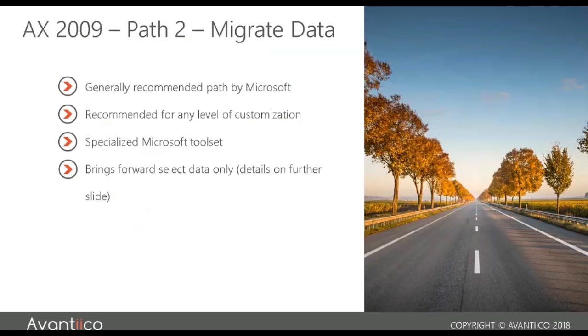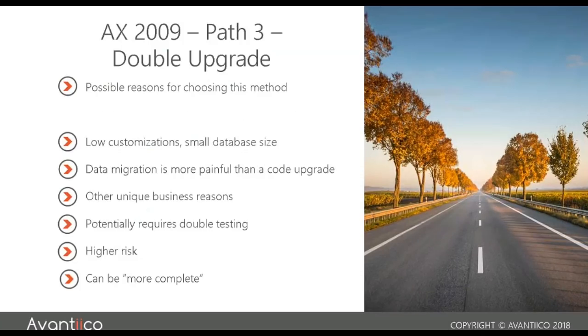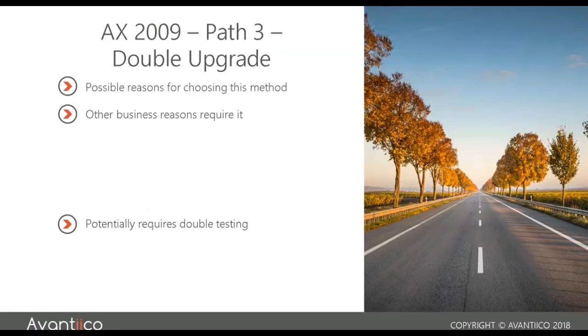So yes, it's possible. If you're on 2009, again, it's only for the data, and there's a tool which I will show you later, and you bring over select data only using a tool set. We could do the double upgrade. That's a significant undertaking. Again, if the upgrade script fails, where is it, in 2009 to 2012, or is it 2012 to 365? But it is possible.